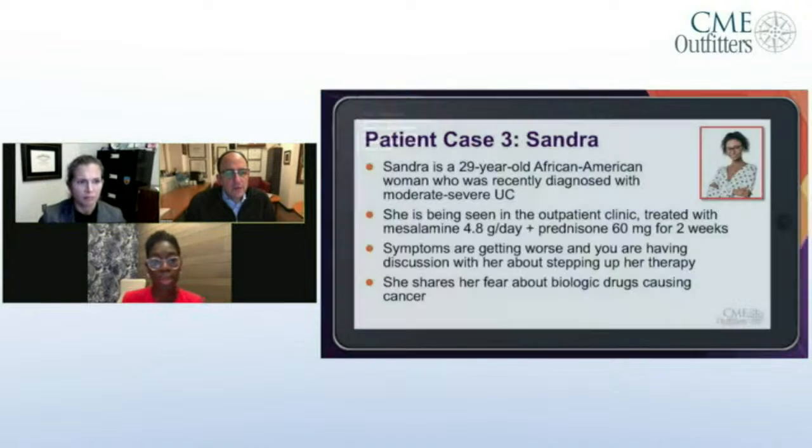And the third case was Sandra. And Adjoa, remind us about Sandra and what the options were. Yes, so remember, Sandra was a 29-year-old African-American woman who was recently diagnosed with moderate to severe UC.